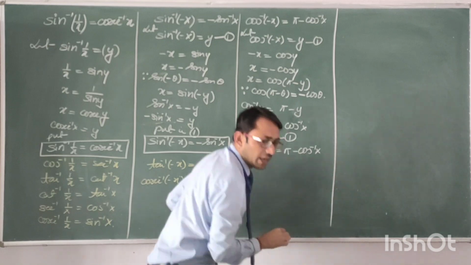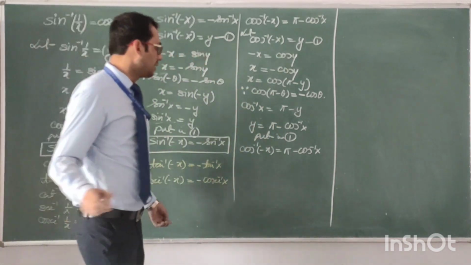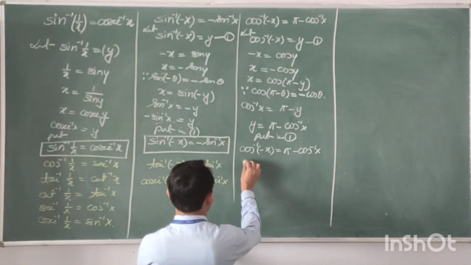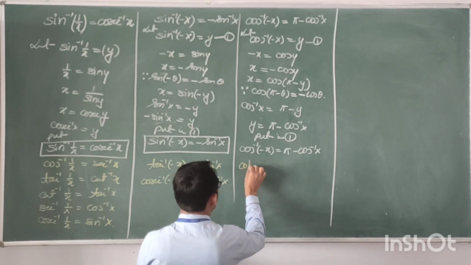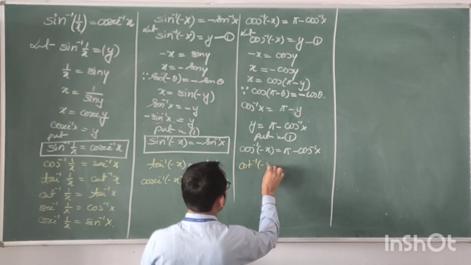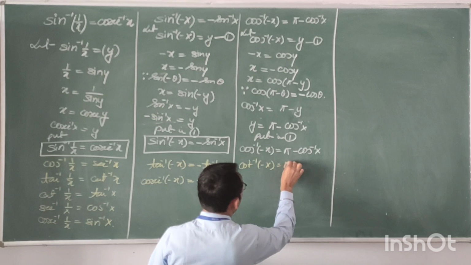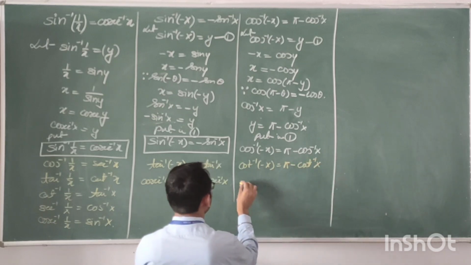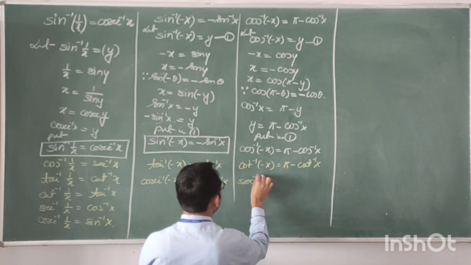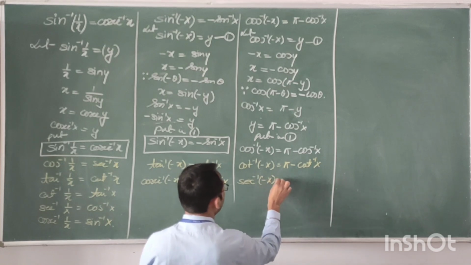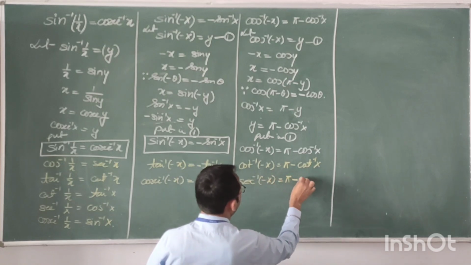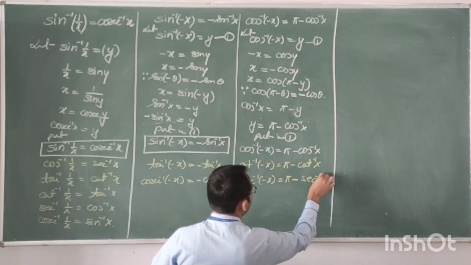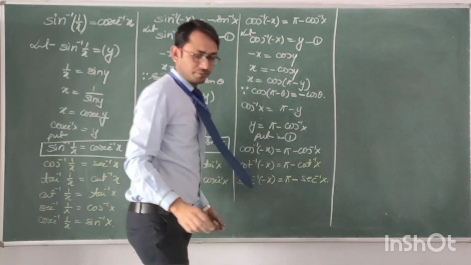In the same way, two more identities we could write: cot inverse minus x will be pi minus cot inverse x, and sec inverse minus x will equal pi minus sec inverse x.